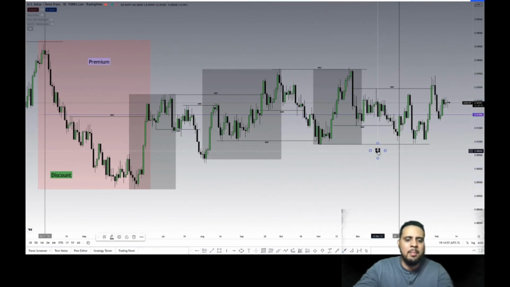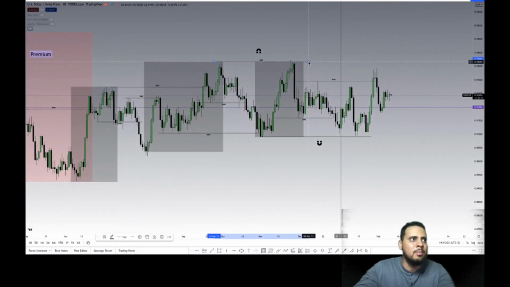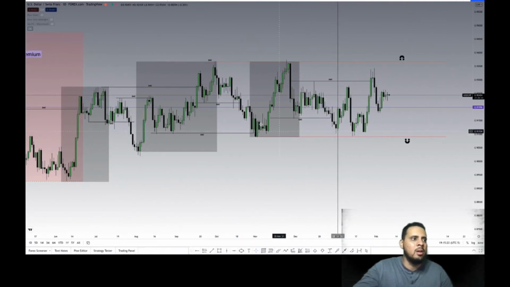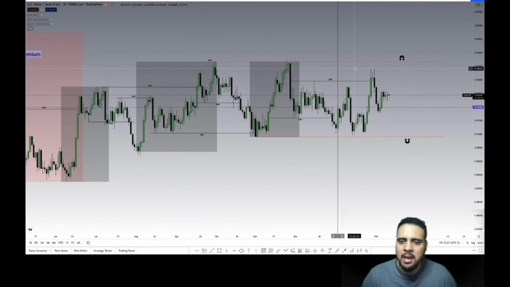All right, so let me go ahead and put a magnet up here as well, because we do want to highlight that these are the two potential areas that price will come to, okay? So let's drag that out. There we have it. We're either going to run these equal lows or we're going to run these equal highs, okay? We just need to know as day traders, what direction should we be trading in overall, okay?